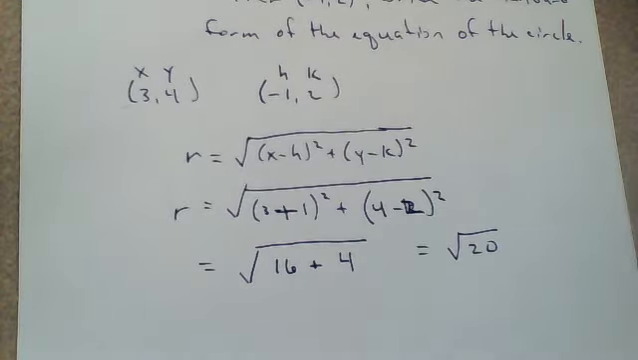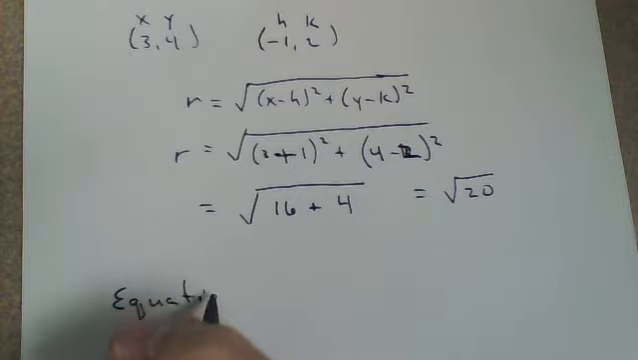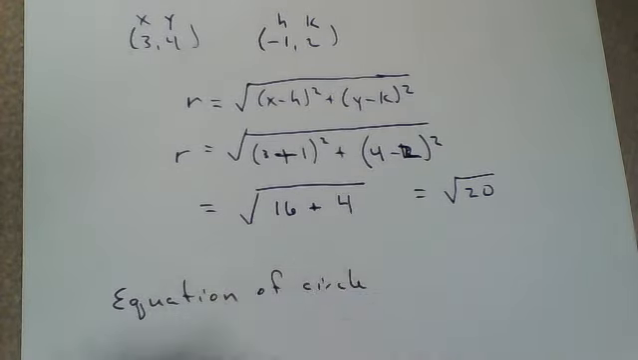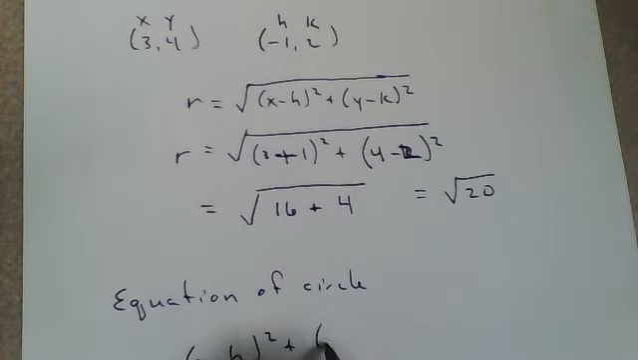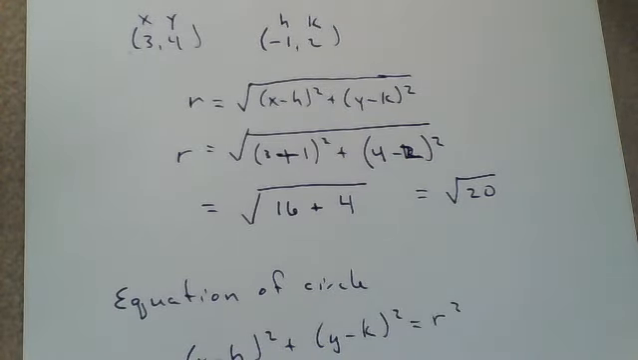Right? Because that's all I need to know at this point is what r is. And so now I have to look at the equation of the circle, right? And we can write it down here. We can write the equation of the circle, which is x minus h squared plus y minus k squared equals r squared, right?